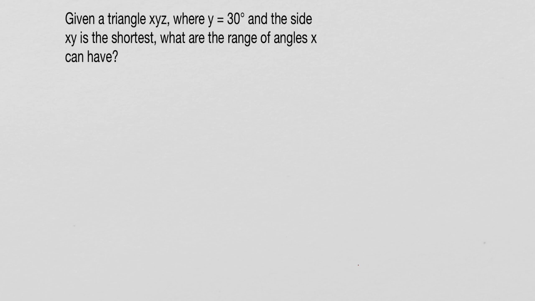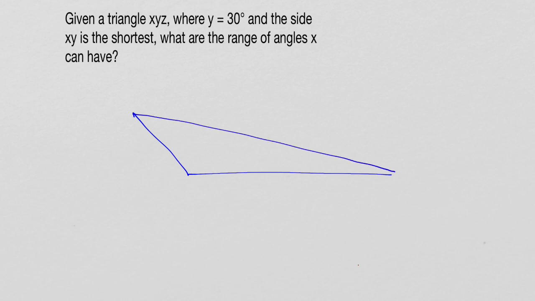They weren't given one, but let's go ahead and draw one, just so we can get a sense of this. All right, I'm going to call this my Y, this my X, and this my Z. And of course, Y is 30 degrees, and that is fixed. And of course, this clearly shows that XY is the shortest.